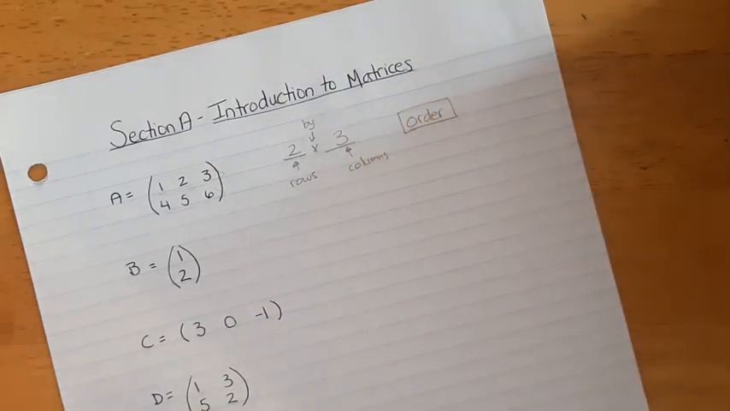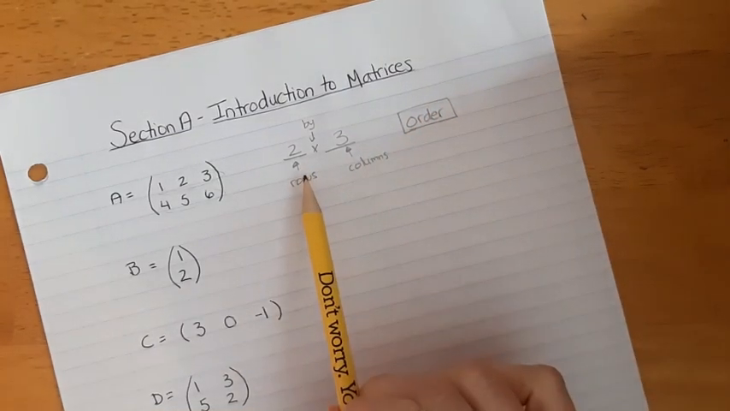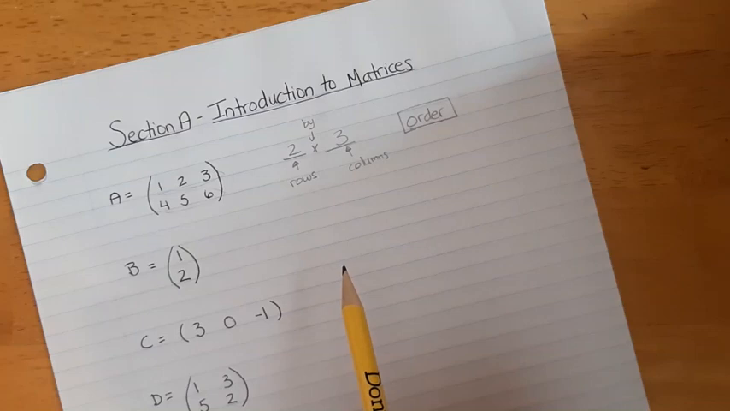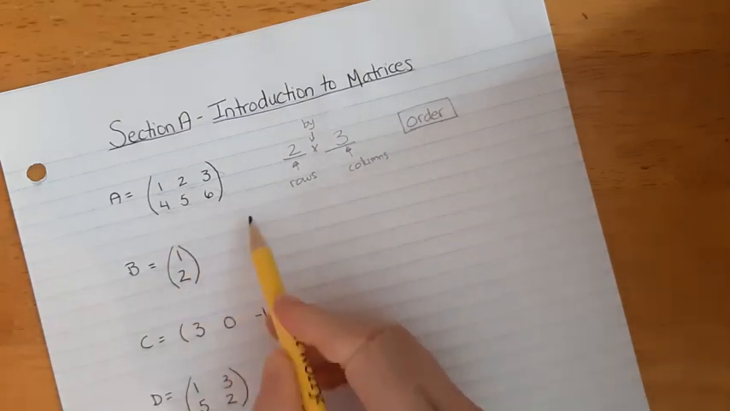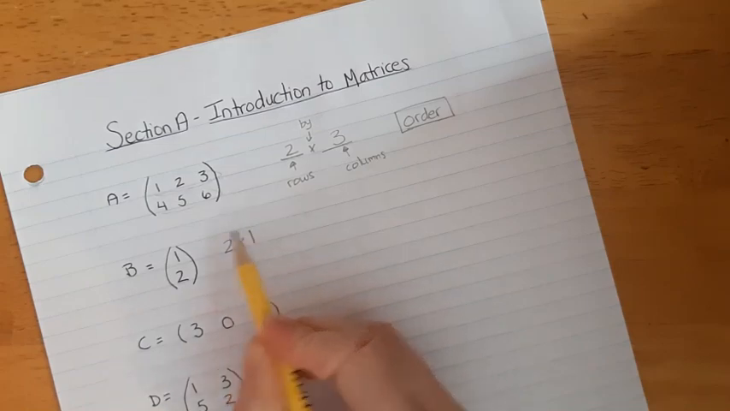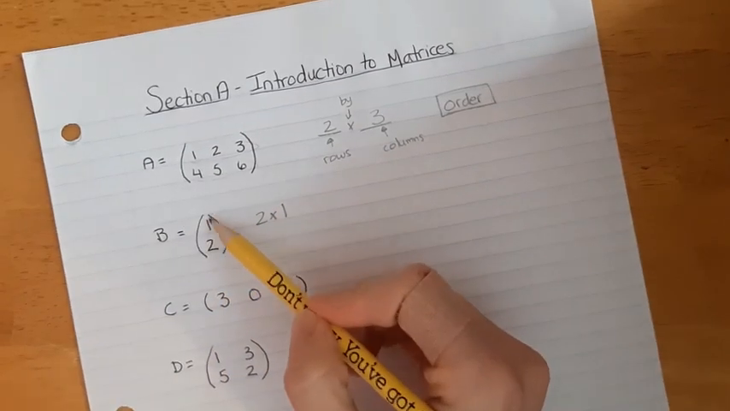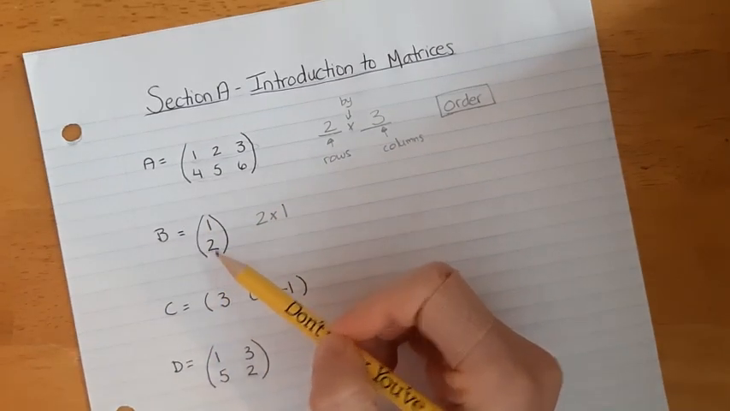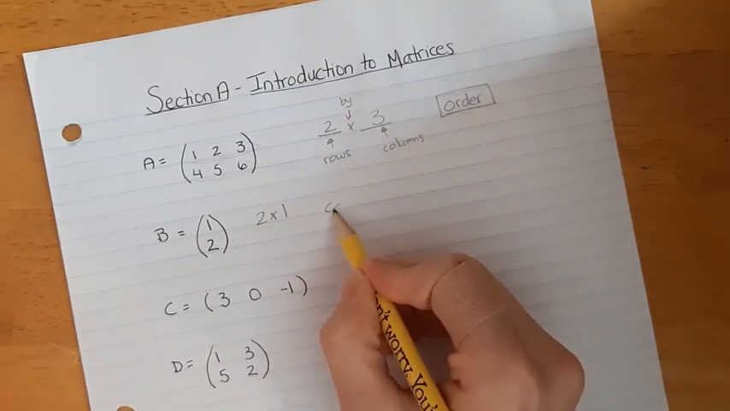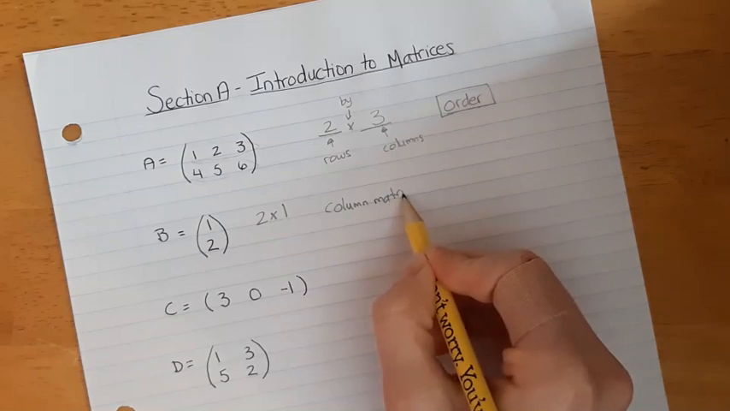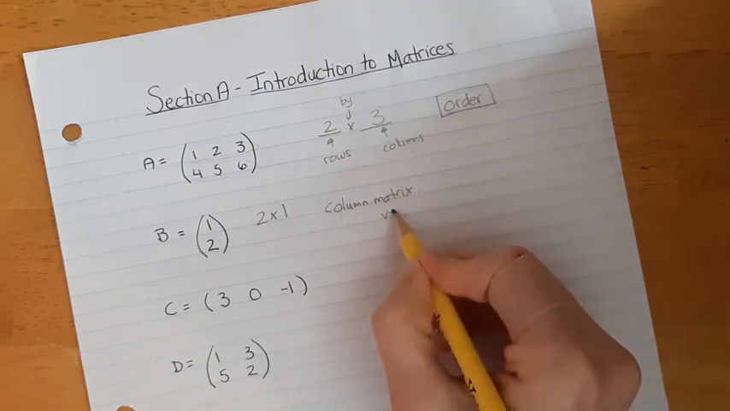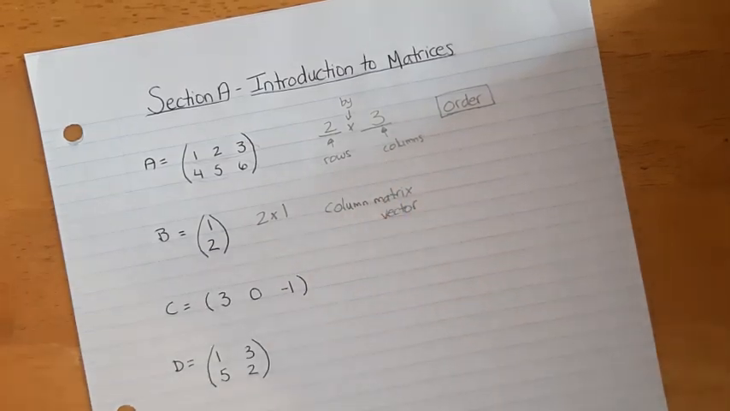If you're asked for the order of a matrix, you're determining how many rows and how many columns it has. This, for example, would be a 2 by 1 matrix. If you only have a single column, sometimes that will be referred to as a column matrix, or potentially a column vector. That's more of a science word.